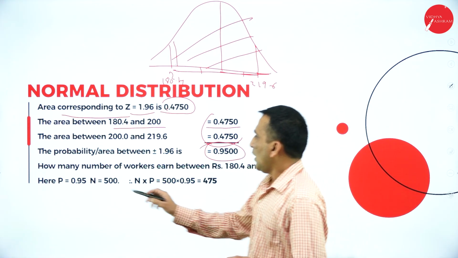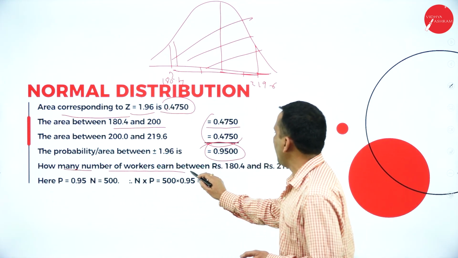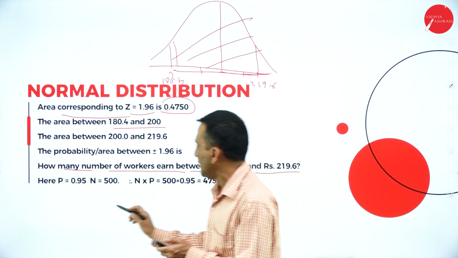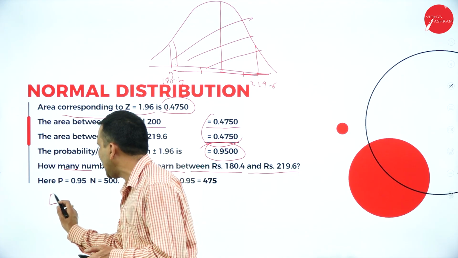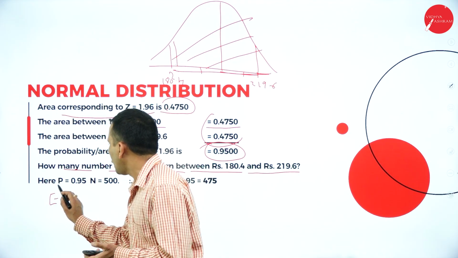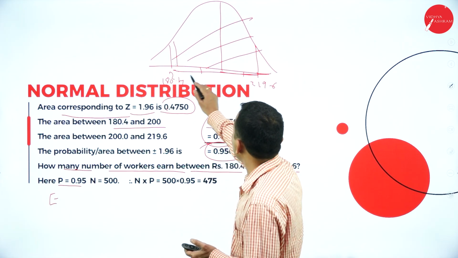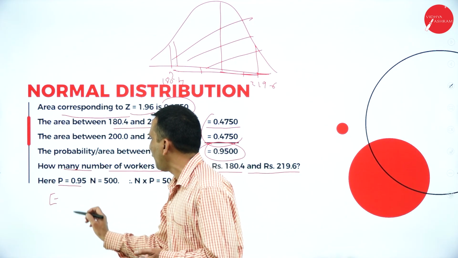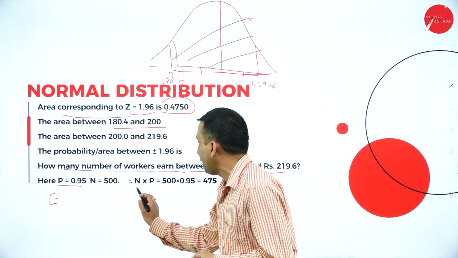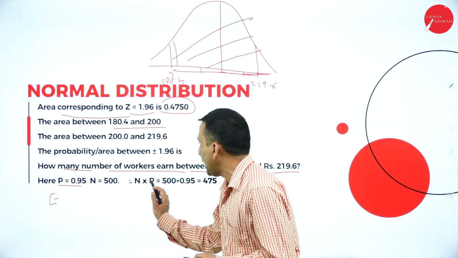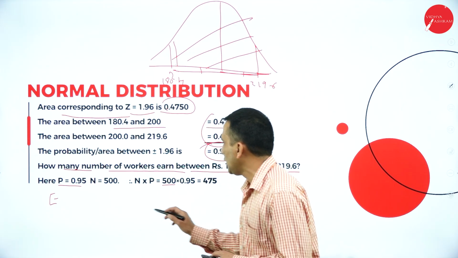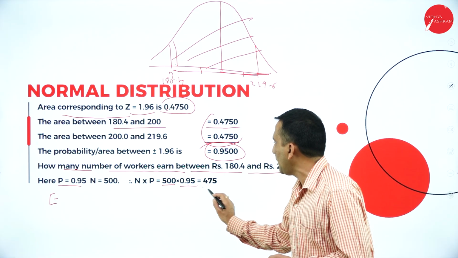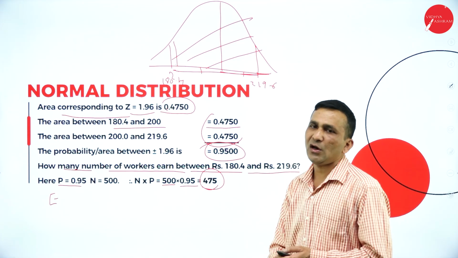So how many workers are working between 180.4 and 219.6? In this case we need to find the expected probability. The probability we are getting, adding together, is 95%, so 0.95. The expected frequency formula is very simple: N into p. N is given in the question, 500, into the probability we calculated. If you multiply, we get 475. That is your expected frequency.